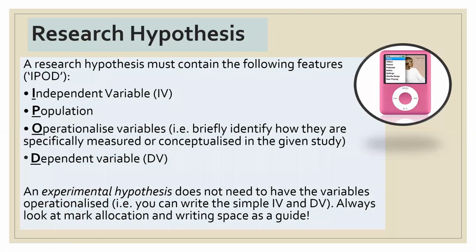Okay, then we look at research hypothesis. So a research hypothesis is simply a testable prediction. It's basically a prediction or something that you hypothesize is going to happen in a study, okay? And usually a research hypothesis will contain an IV, a population, operationalized variables, which means that you're talking about how the variables are going to be measured, as well as a DV. So these are the 4 main things that every research hypothesis will always include.